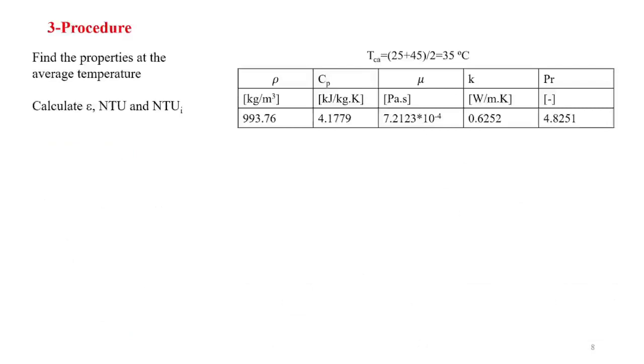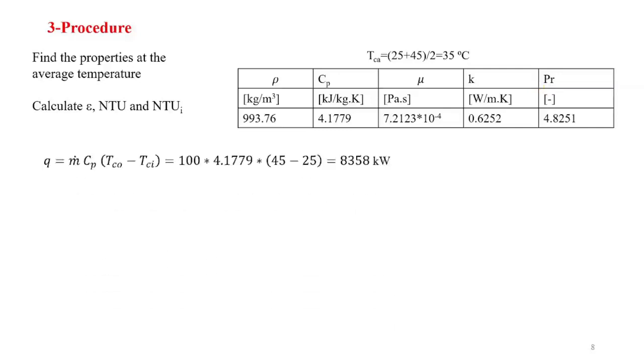Now, to start the procedure of sizing the condenser, first of all, we calculated the average temperature, which is 25 plus 45 divided by 2, so it is 35 degrees C. And we calculated the properties of water at this temperature: the density, the specific heat, the viscosity, the thermal conductivity, and the Prandtl number.